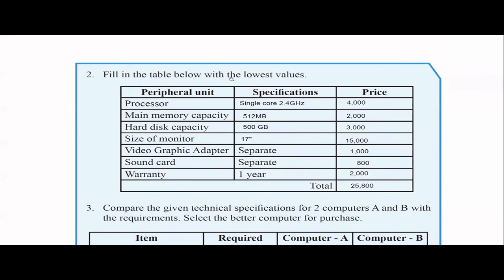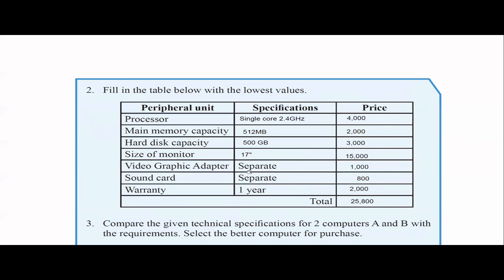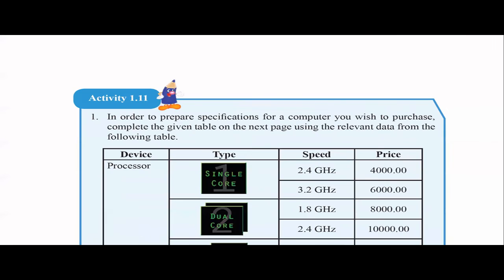So fill in the table below with the lowest values. Now you have to only think about the price, not about the other specifications. For example, processor. What was the lowest thing you had here? 2.4 gigahertz single core one. So you can fill that one. This is the lowest one. The main memory capacity.